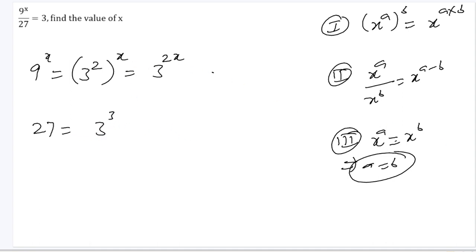Now I think I can rewrite my question. My question is 9 to the power of x divided by 27. This is same as 3 to the power of 2x divided by 3 to the power of 3. And the right hand side is nothing but 3 to the power of 1.